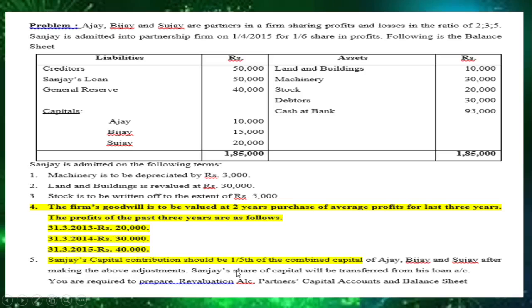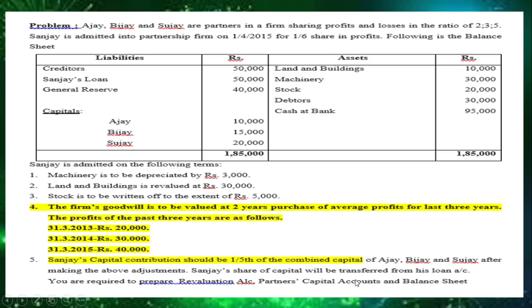Sanjay's capital contribution should be 1/5 of the combined capital. So here again represents capital adjustment. Sanjay's capital, the new partner's capital, should be equal to 1/5 of the combined capital of old partners Ajay, Vijay and Sujay after making the above adjustment. After making all these adjustments, these three partners' combined capital should be found out first, and then out of which we need to calculate the 1/5 portion. So that should be Sanjay's capital amount.